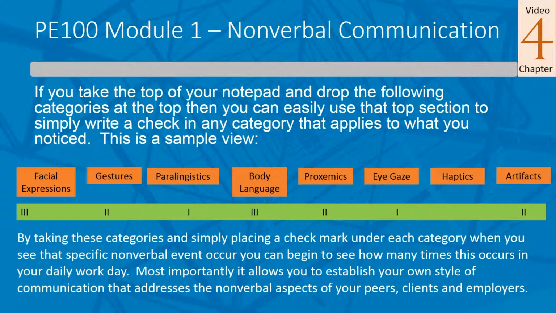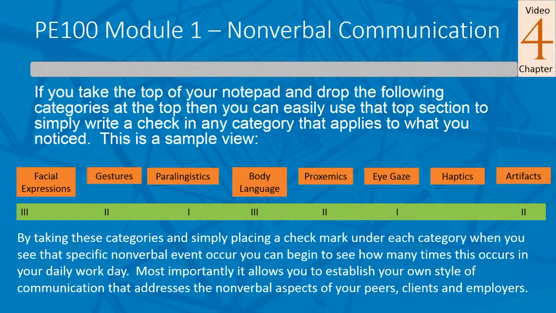So you're going to have a notebook with a specific meeting that you're probably taking notes in, as well as notes on how the nonverbal worked in that room. By simply placing a check mark under each category, we can start studying how this nonverbal communication works in regards to your peers, your clients, and your employees.